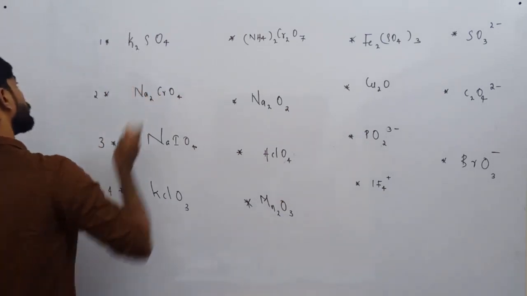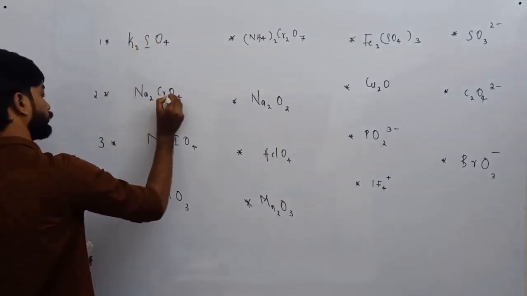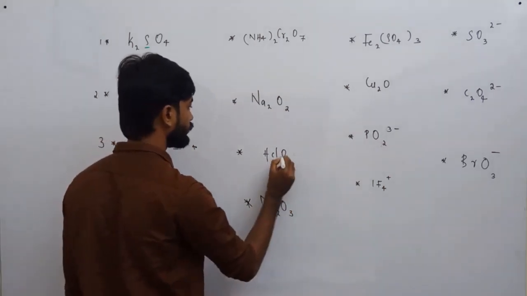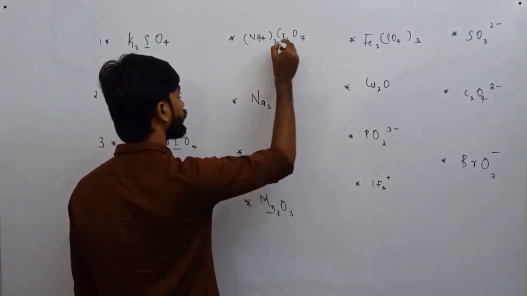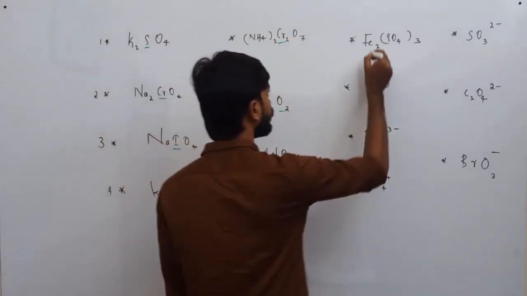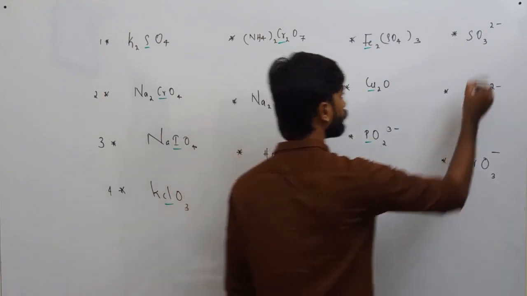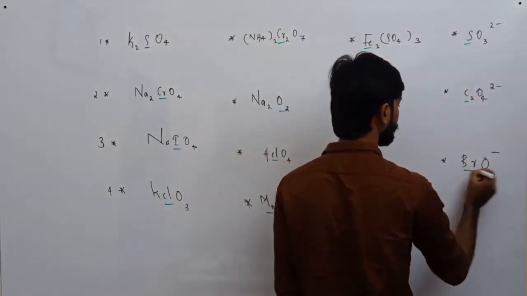Ready? So in each molecule you're asked to find the oxidation state of some elements. The underlined elements are simply the elements for which you have to find the oxidation state. Ready? Okay, let's start.